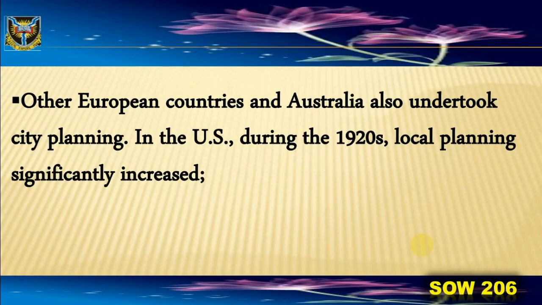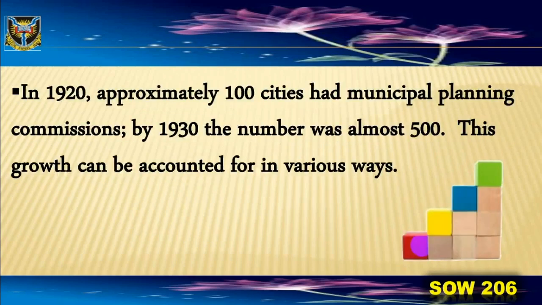In the US, during the 1920s, local planning significantly increased. In 1920, approximately 100 cities had municipal planning commissions. By 1930, the number was almost 500. This growth can be accounted for in various ways.